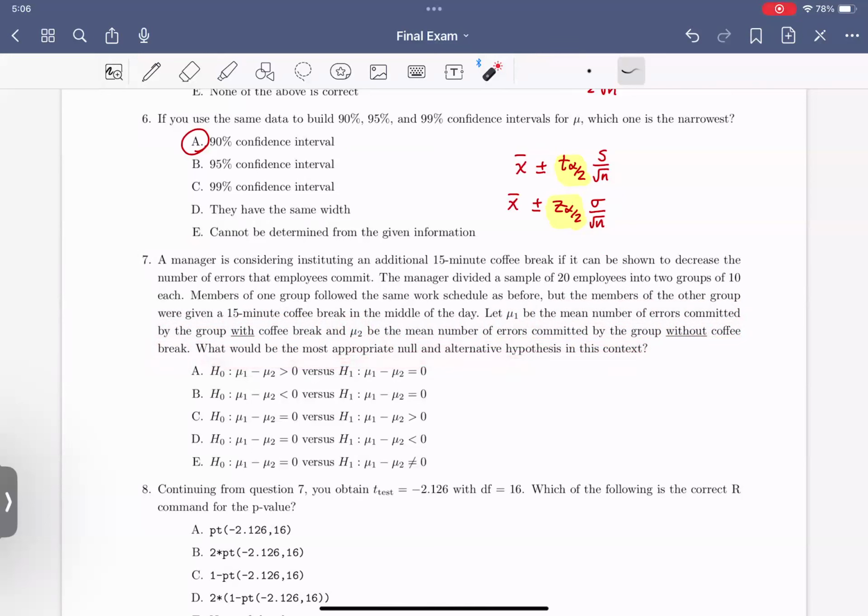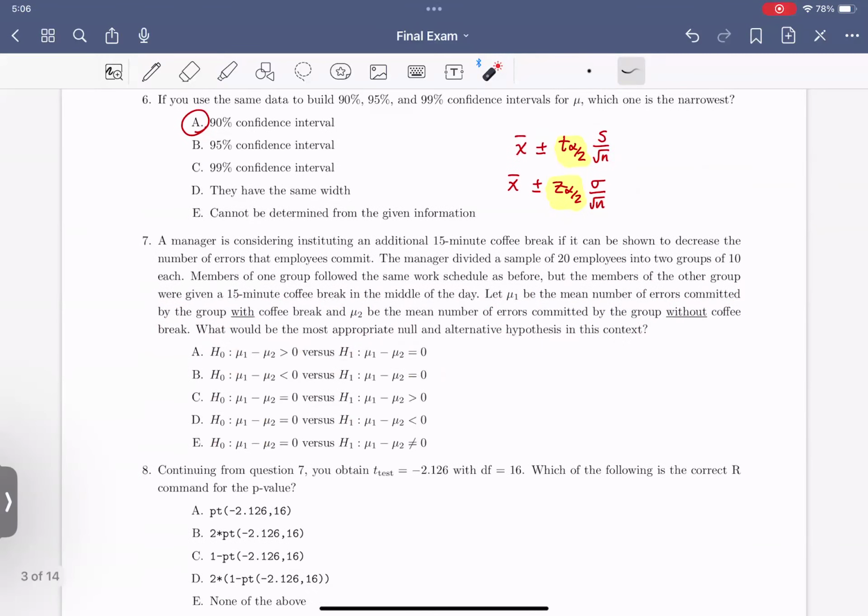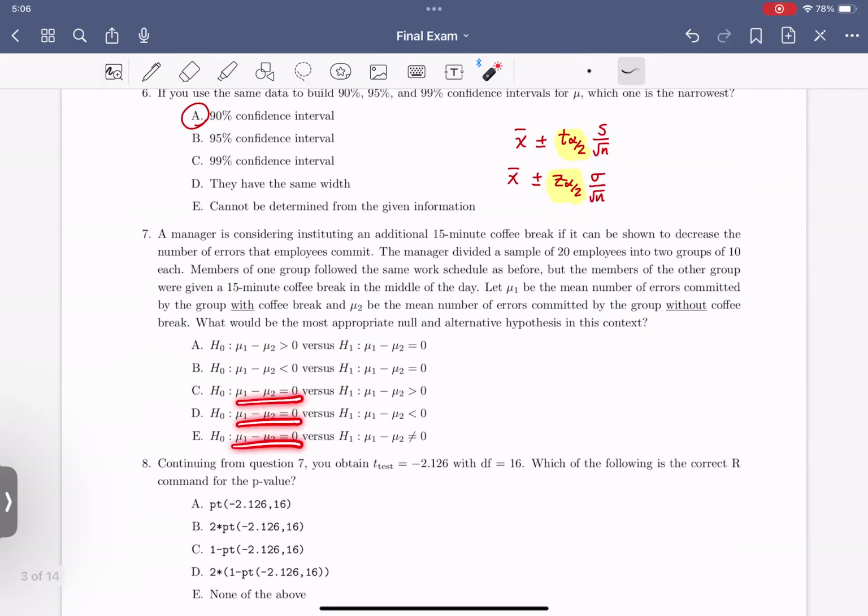As I told you in class, equal to 0 must be in the null hypothesis. So that means choices A and B, both of them are wrong for sure. So you have C, D, and E here. So this must be equal to, and which one is the correct one? Let's take a look. So you actually want to test whether the mean number of errors for the group with the coffee break is less or not.